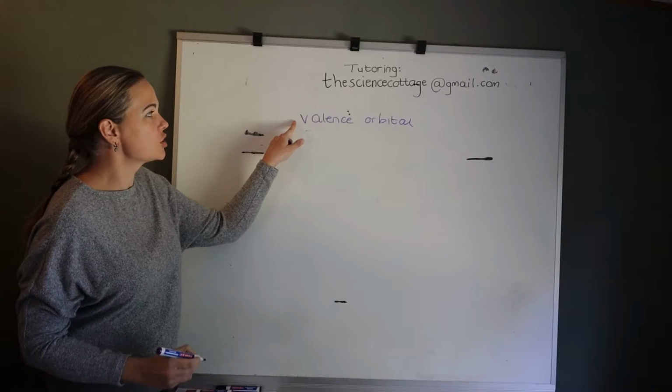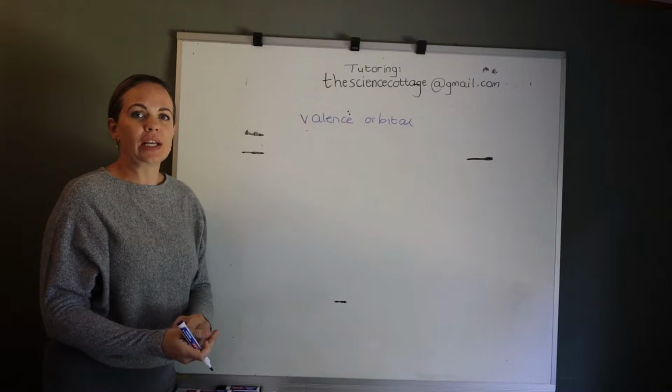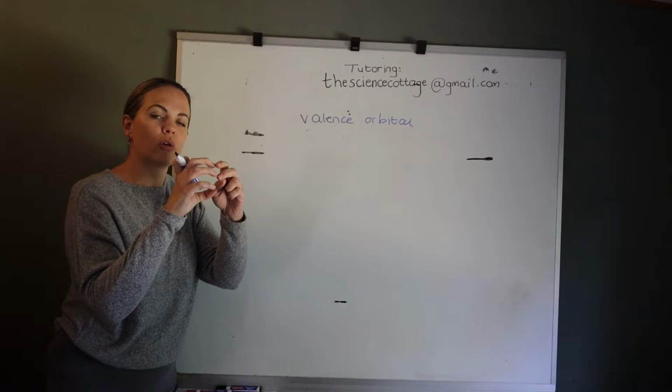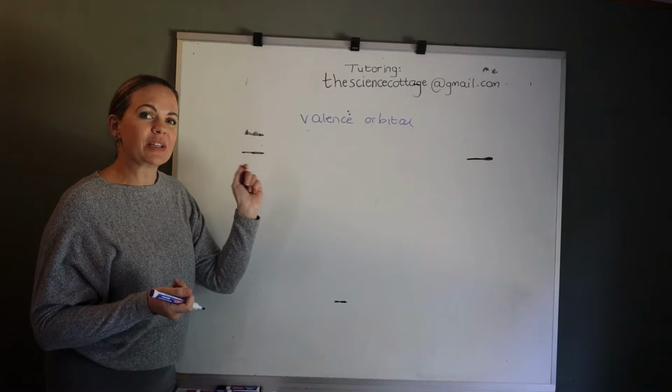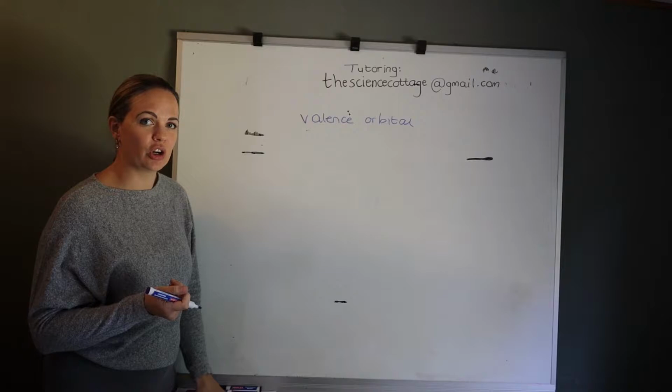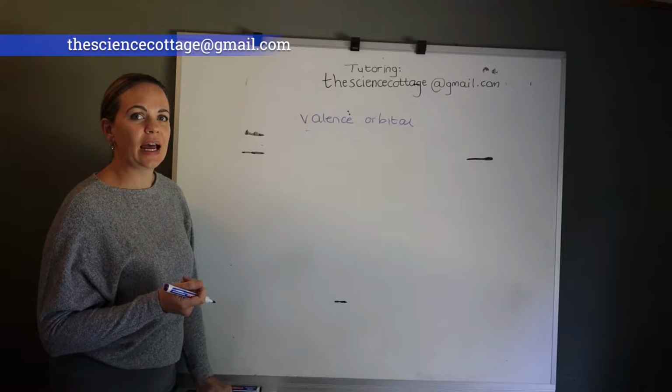Alright, the valence orbital is the outermost path around the nucleus in which you will find electrons. So we're not concerned with the core electrons or the nucleus. We're only concerned with the valence electrons because they are the only electrons that can take part in any type of bonding. You get metallic, ionic bonds, and then what we're going to look at today, specifically covalent bonds. So that is between non-metals, and a molecule will be formed from two or more non-metals.